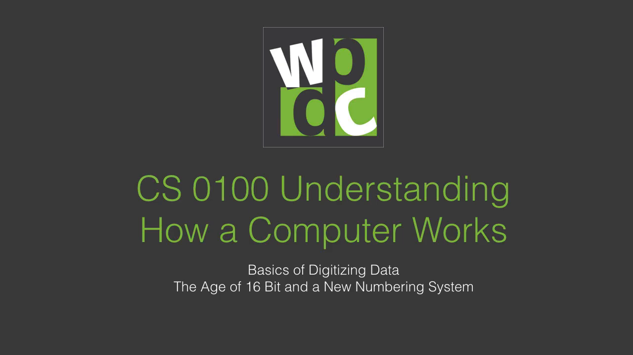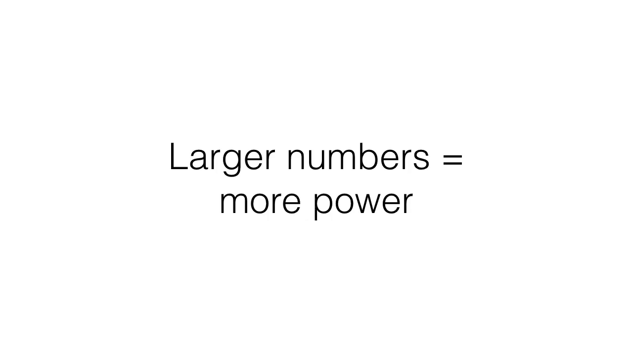Now we're going to move into the age of the 16-bit and a new numbering system. So larger numbers equals more power, right? We need to be able to compute larger numbers. But how are we going to do that? We know that we don't like having to work down in the ones and zeros of binary. Octal can still get a little bit arduous if we had to break that down too. So there had to be another system that we could put in place that allowed us to represent larger numbers that the computer could work at.